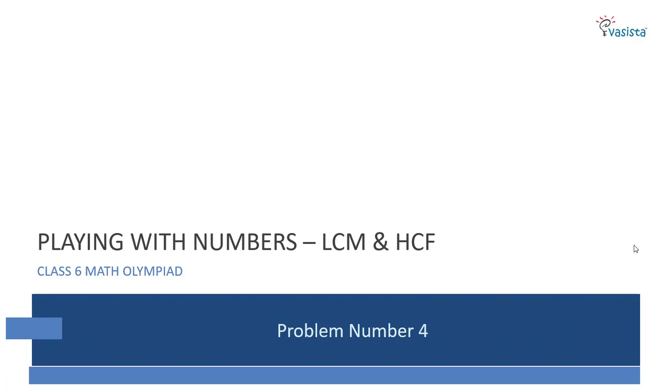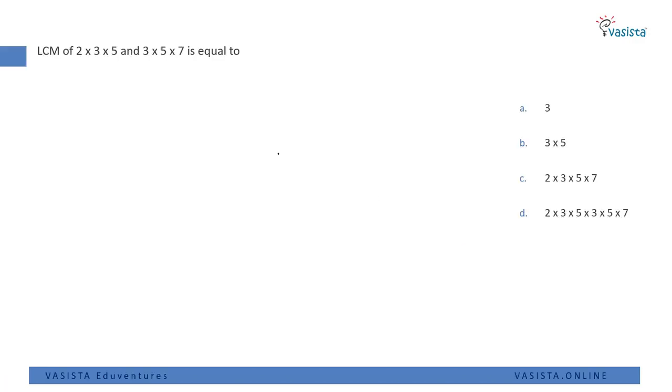Let us start working with the next problem, that is the fourth one. Here we are supposed to find the LCM of 2 into 3 into 5 and 3 into 5 into 7. They have given four options. See here, the first number is going to be 2 into 3 into 5. The second number is 3 into 5 into 7.